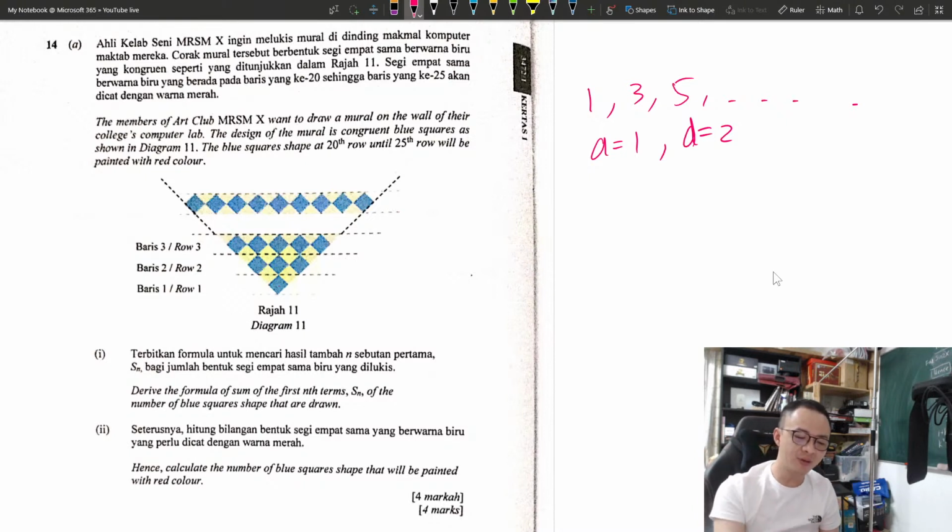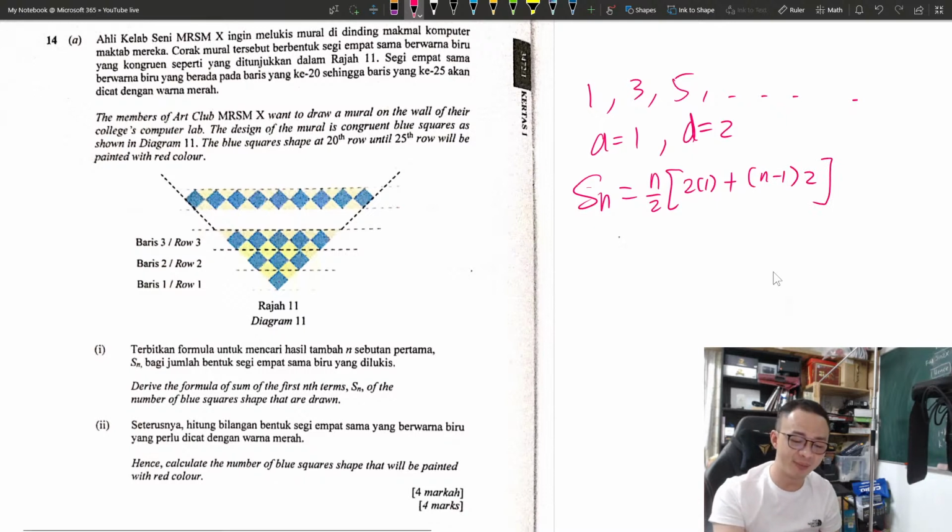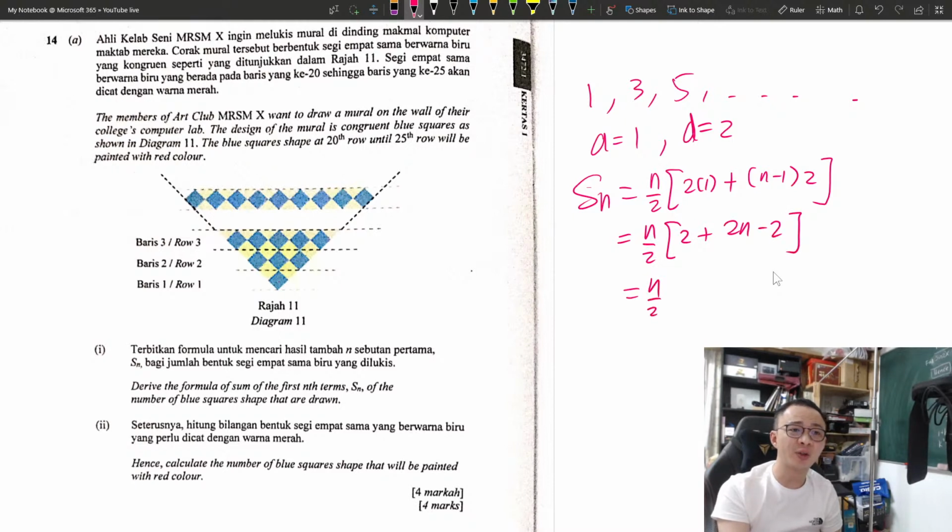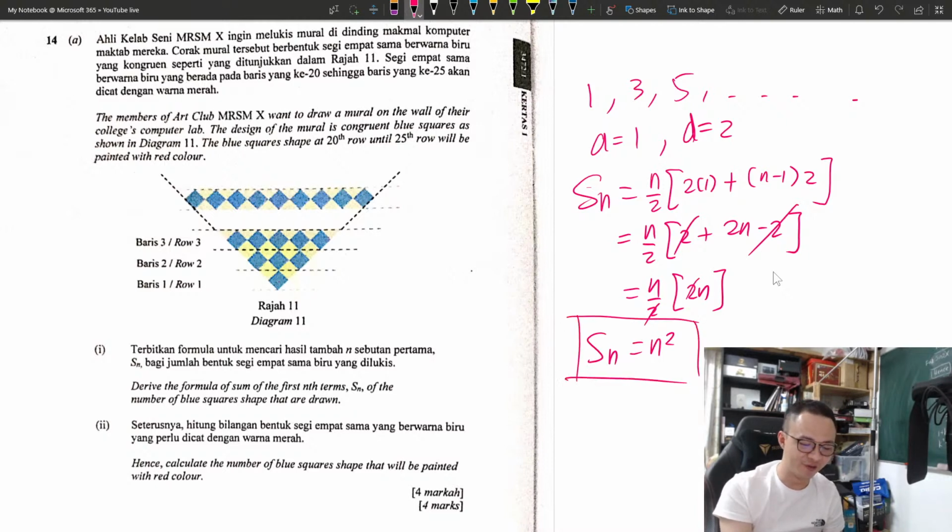Alright, so if I know this already, I try to form my own formula. Sn is n over 2, then 2a plus (n minus 1)d. The formula is given, so I'm not worried about it. Then I just simplify this: n over 2 times (2 plus 2n minus 2). So you get 2n because the minus already cancels, then the 2 and 2 simplify, giving n squared. Okay, so I got the formula: Sn equals n squared.